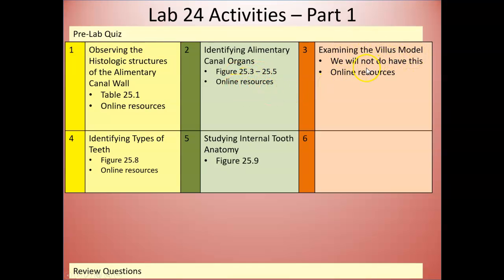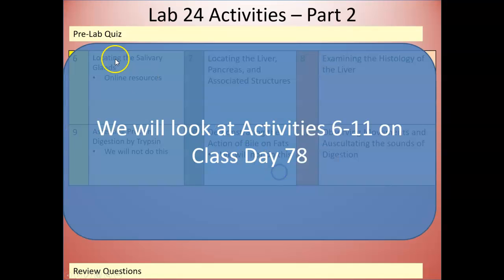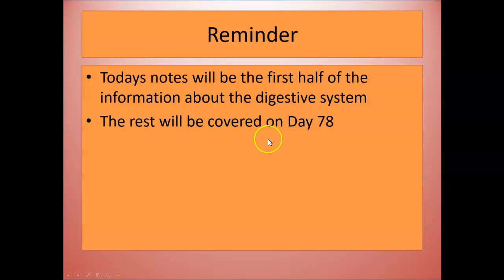The villus model, I never had one of these in the classroom anyways, but you can look at online resources for that. And I think there's a figure in the lab manual. Types of teeth and internal tooth anatomy, those are both figures in the lab manual, and you can look online for those. And then the rest of the activities, 6 through 11, we'll look at it the next day. Some of them we just won't do all together. So again, just kind of a reminder, this is the first half of the information. The rest will be covered on day 78.